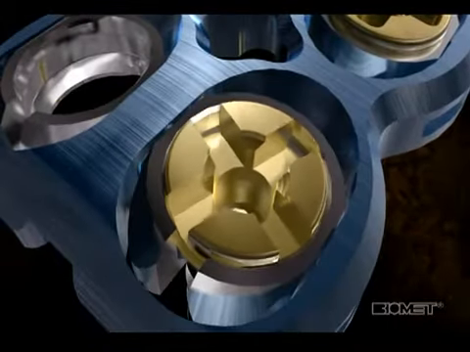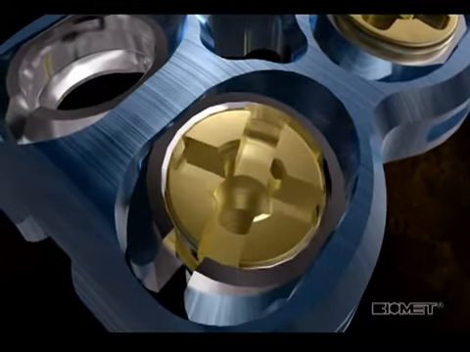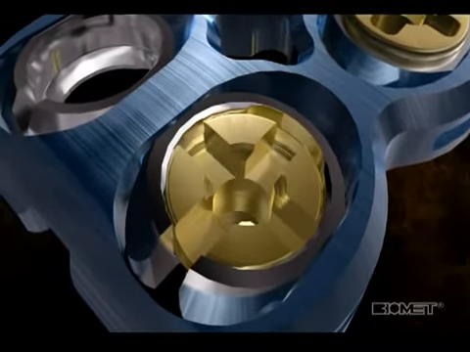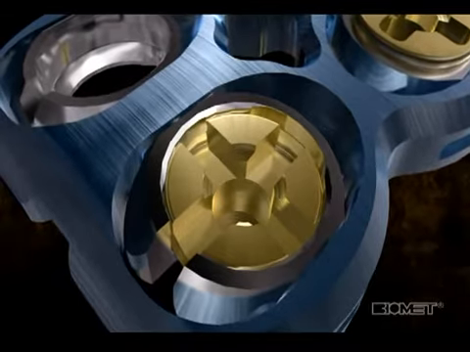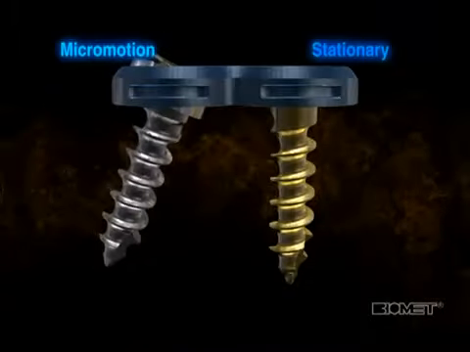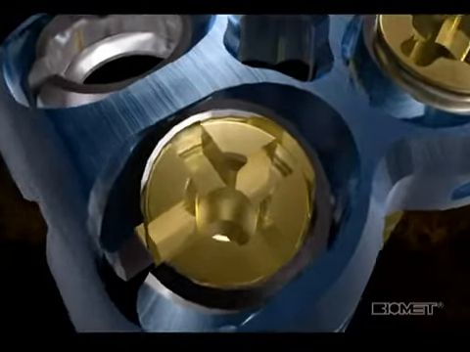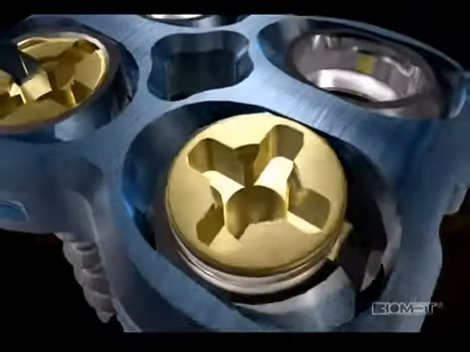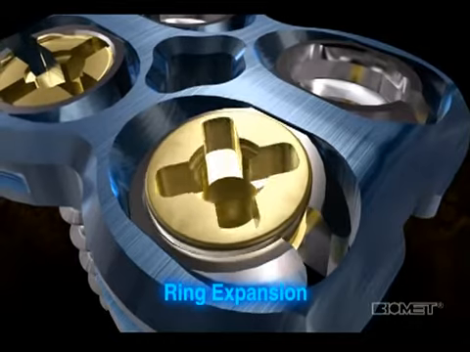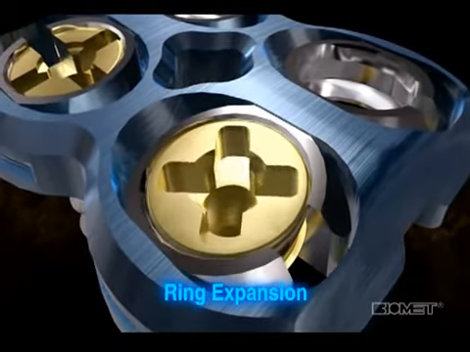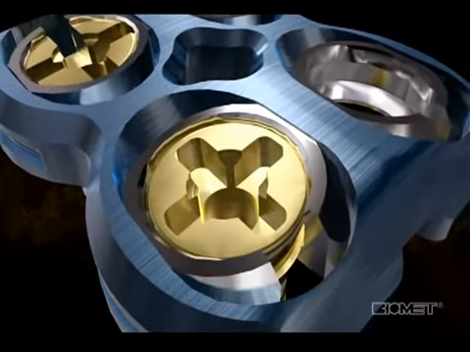As a semi-constrained screw is fully inserted into the plate, the screw head does not expand the ring within the hole. This allows for toggle or micromotion between the plate and the screw. When the fixed screw is fully inserted into the plate, the larger fixed screw head expands the ring within the plate and presses the ring against the walls of the plate hole.